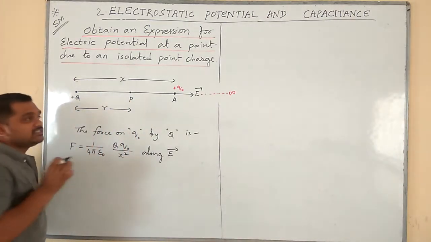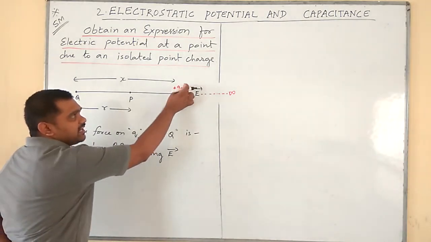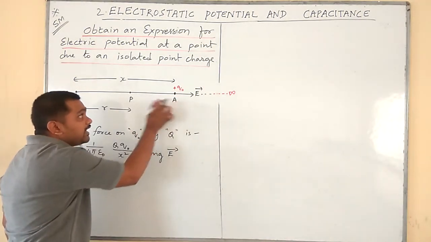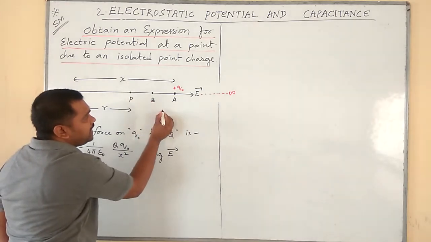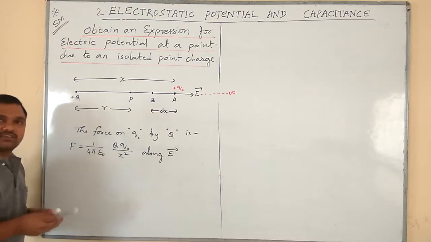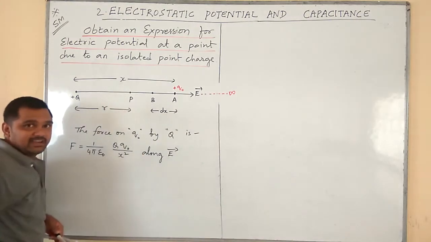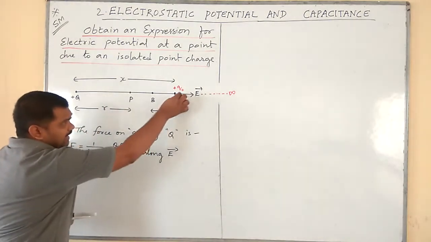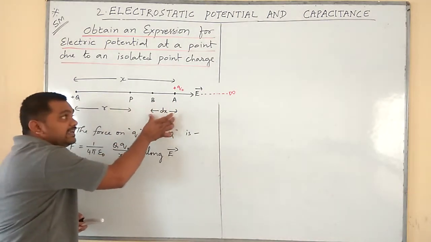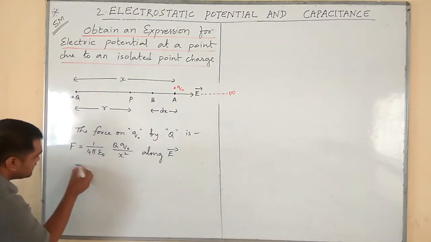For that, since it is an impossible work, what we usually do is, first we bring this charge Q naught from A to some point B through a distance dx. First we will check whether it comes or not. Then we proceed to bring it from infinity to this point. Now let us move this charge Q naught from A to B through a distance dx against the field direction.